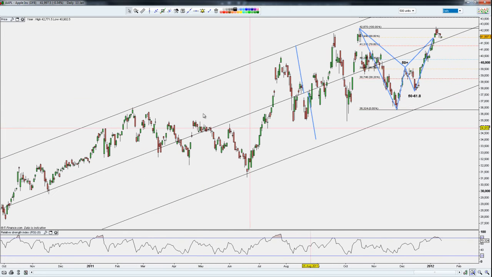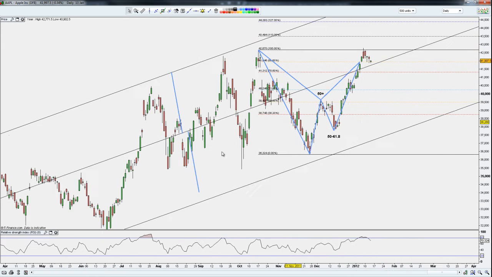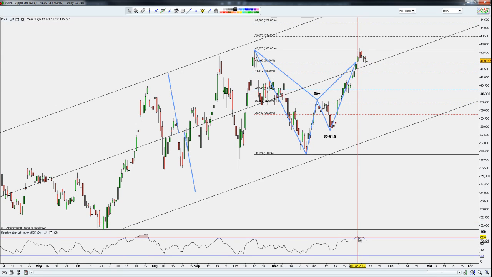So we also have this channel that it's been confined to for quite a while, and as you can see, it's overbought here on the daily. It tested the X point here of this bat pattern, X, A, B, C, and D, and I'd like to see this drop further.